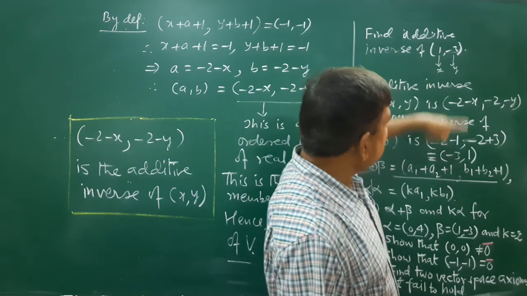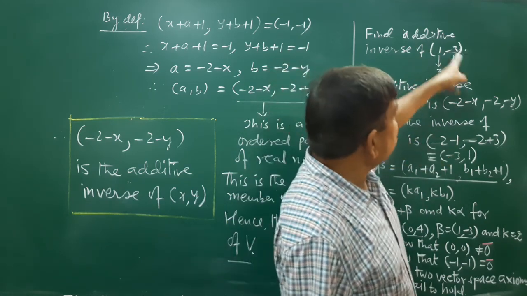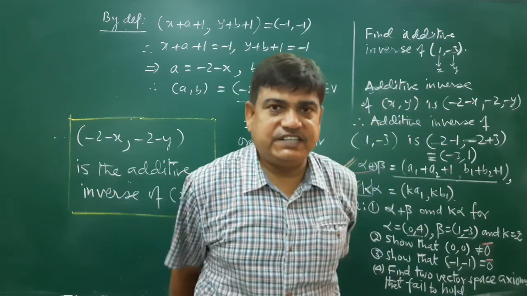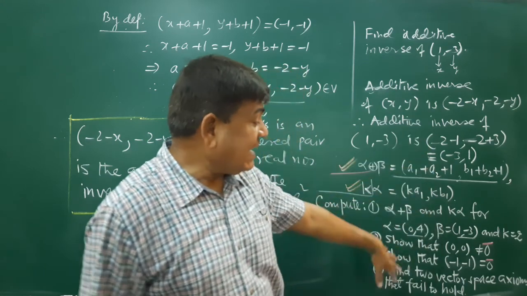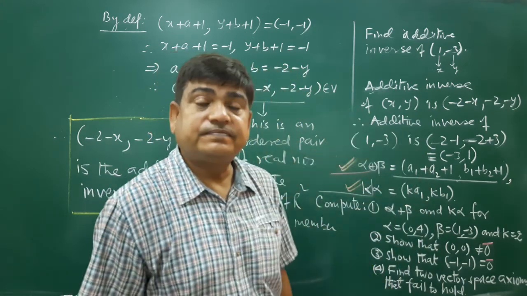So let us say 1 minus 3 is minus 2, then plus 1, so it is minus 1. Minus 3 plus 1 is minus 2, then plus 1 is minus 1. So the answer is verified. But this is not asked. But this is the way to prove it.